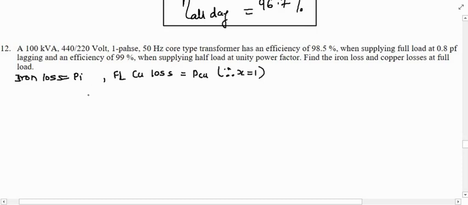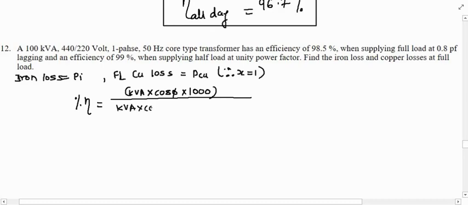Okay. So what is the efficiency formula? Percentage efficiency equals kVA into cos phi into 1000, this is the output, right? Divided by output again, kVA into cos phi into 1000, plus Pi plus X square PCU full load.